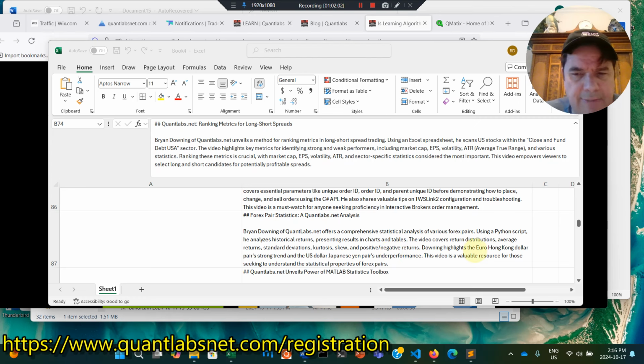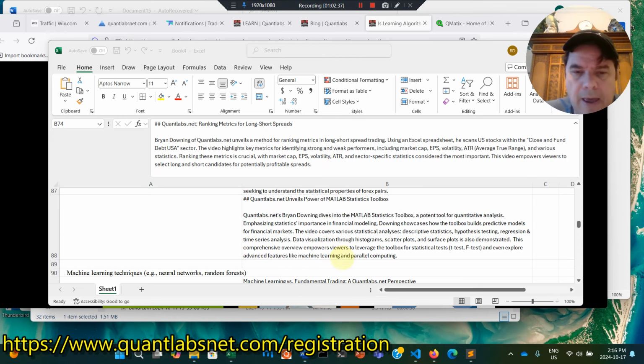Those are pretty important elements no matter what you're trading, whether it's just Forex itself or futures and currencies. When it comes to skewness and kurtosis, those can be applied under the Greeks, under options trading as well. There are some examples here of the Euro Hong Kong being stronger than, in this case at the time, the US dollar and Japanese yen, which were underperforming. It's a valuable resource for those seeking to understand statistical properties for pairs trading.